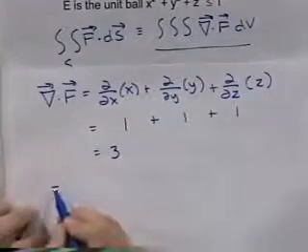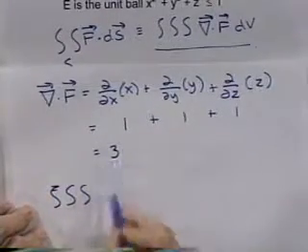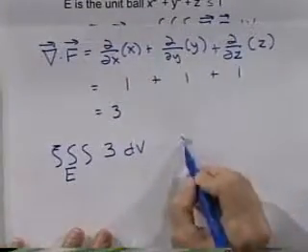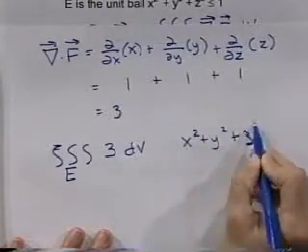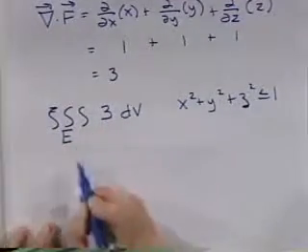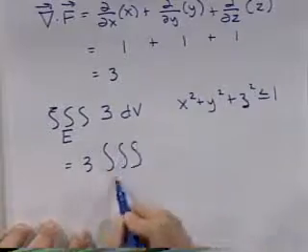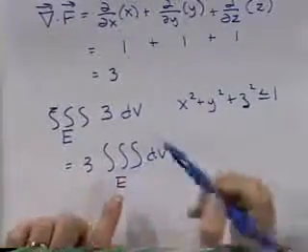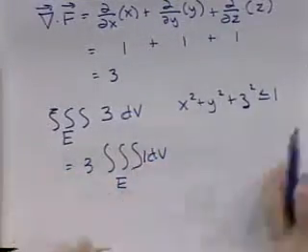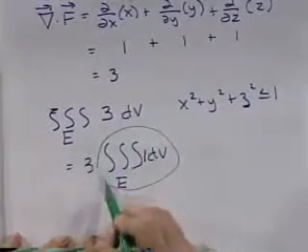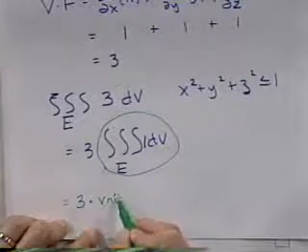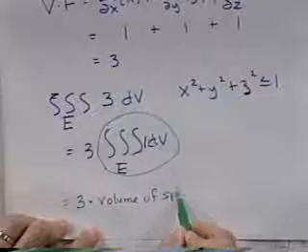So I'm taking the triple integral of del dot f, which is 3 dv, over that unit sphere, whose equation is x squared plus y squared plus z squared is less than or equal to 1. I think most of you would agree that I could factor out the 3. If you have your integrand of 1 and you're integrating over your volume, 1 dv, what does this piece turn out to be? It's your volume, right? So that's going to be 3 times the volume of the sphere.